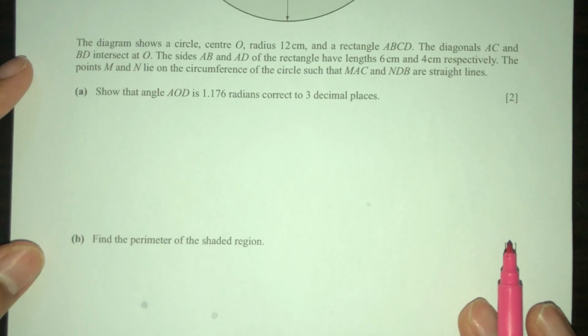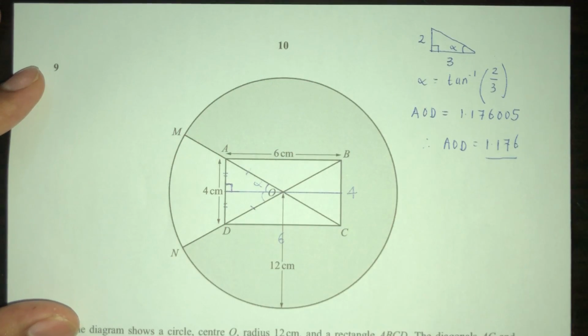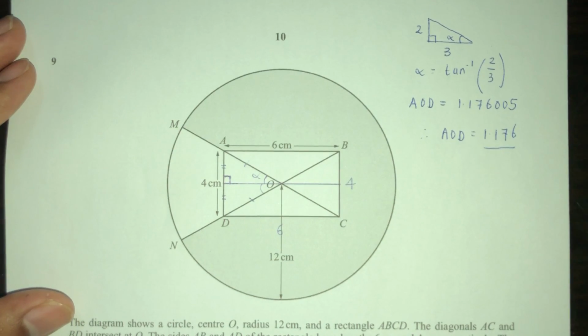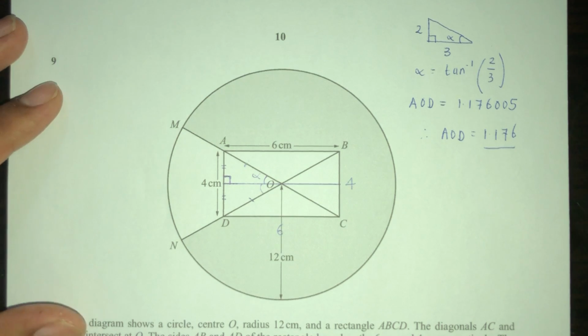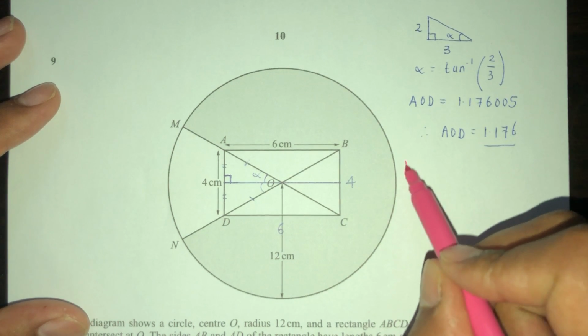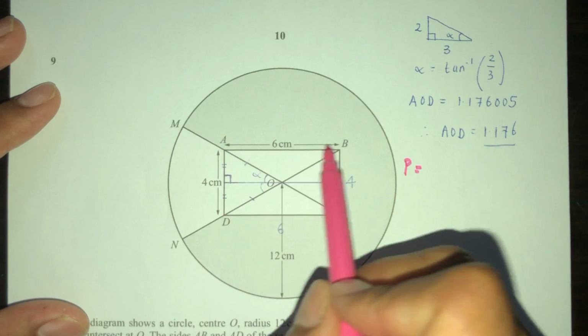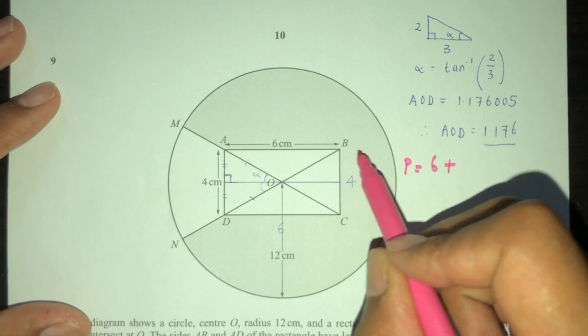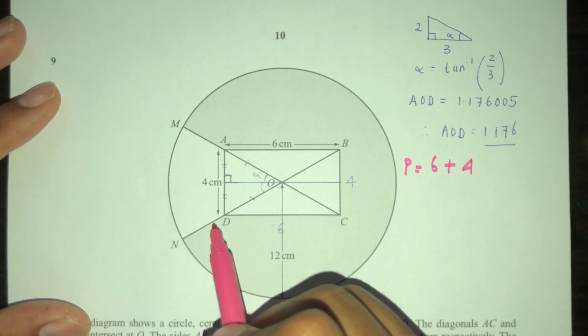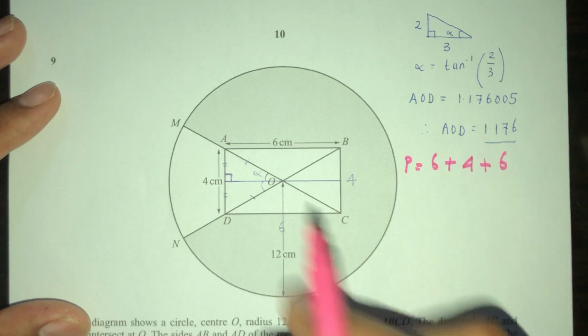Now for part B, we have to find the perimeter of that shaded region. So also pretty easy, not too bad. We just have to find the distance around that region. Okay, cool. So how can you find this? You would say the perimeter is equal to this, 6 plus 4 plus 6.